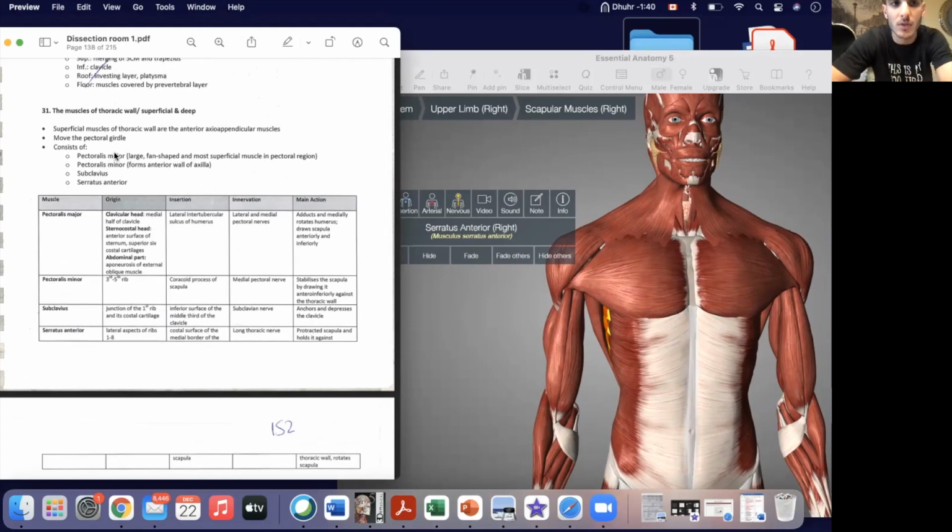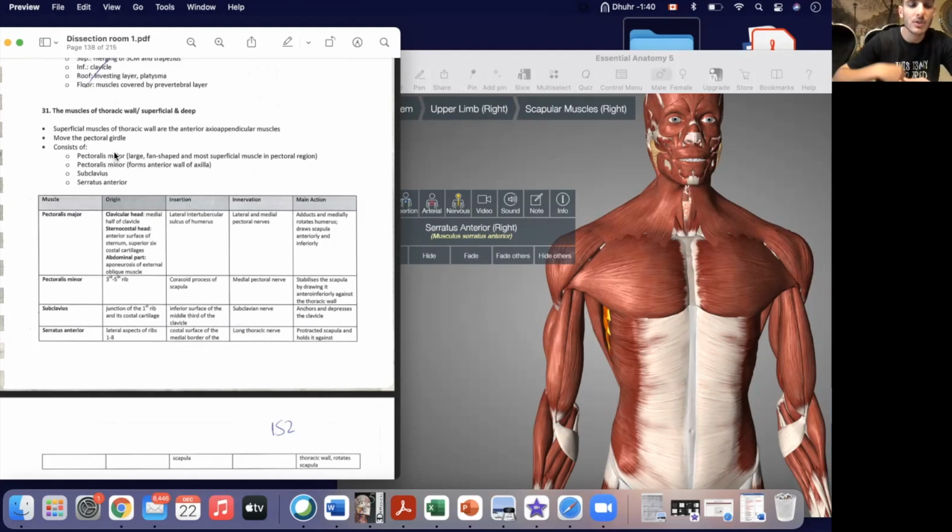So the superficial muscles of the thoracic wall are the muscles that surround the thoracic wall in particular, and are in very close relation with structures that surround the thorax, mainly the ribs, the clavicle, sometimes also the scapula. These are major bones that help for the origin and also for insertions sometimes.